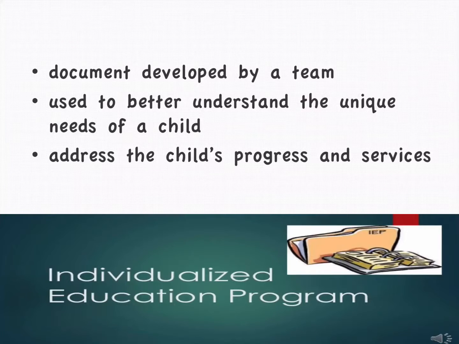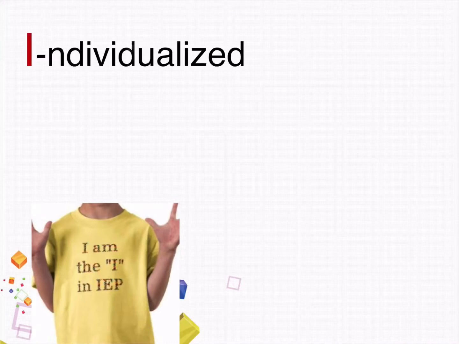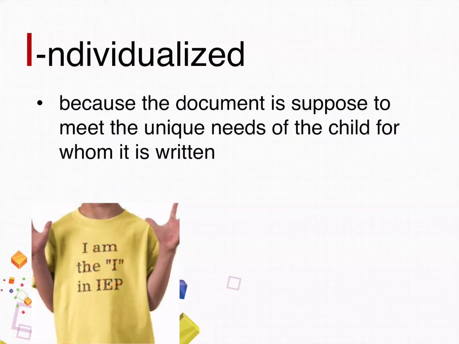Now, let's break down the letters I, E, and P. I, as you already know, stands for individualize, and it is so important because the IEP document is supposed to meet the unique needs of the child for whom it is written. The child's program must be individualized so it would be appropriate for them, not the student next to them and not the student behind them. It is individualized for them in order to meet their unique needs.